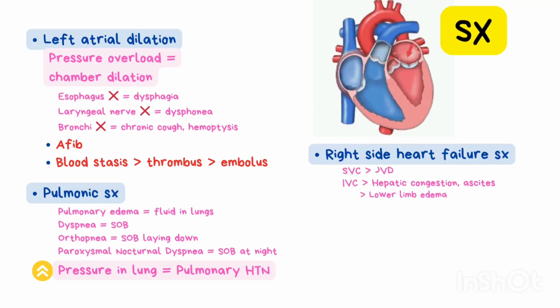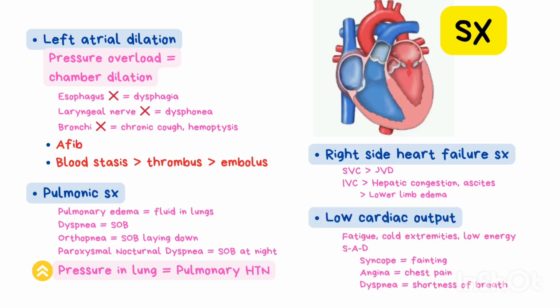And through it all, because of the lack of blood going to the left ventricle to the systemic circulation, the body suffers from low cardiac output, low oxygen delivery, triggering the classic SAD triad.